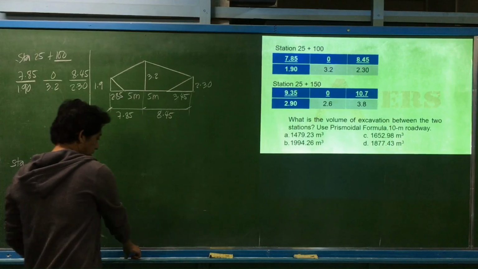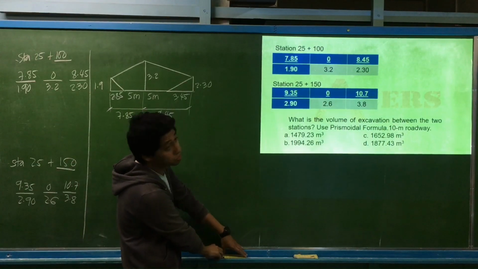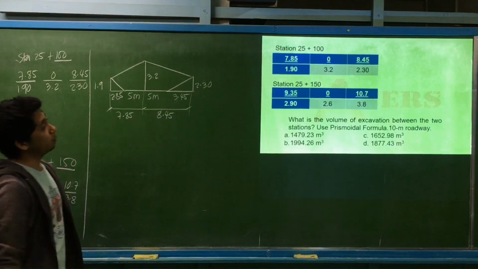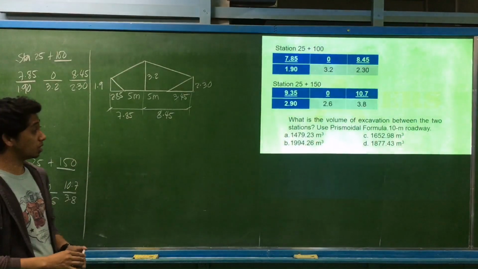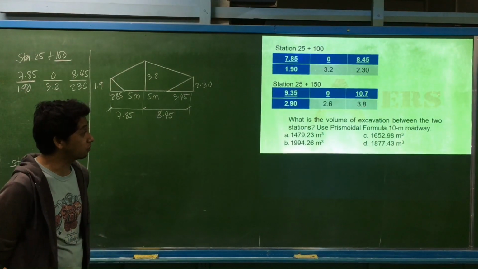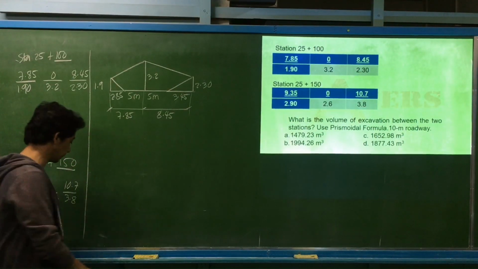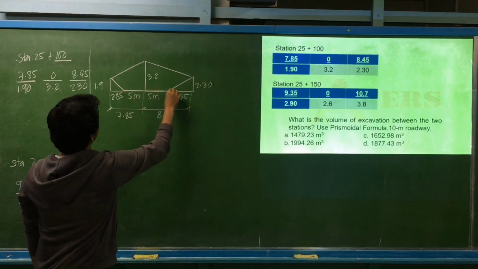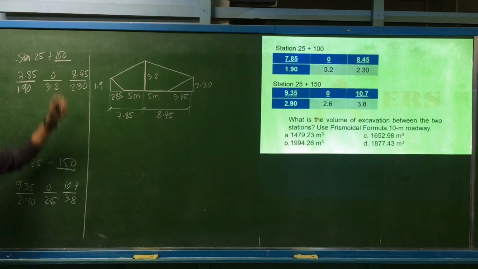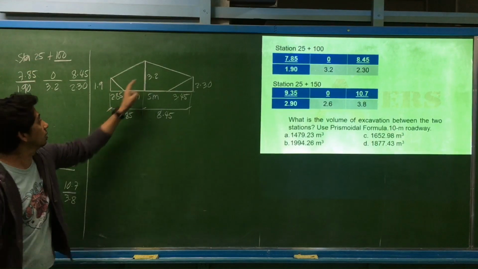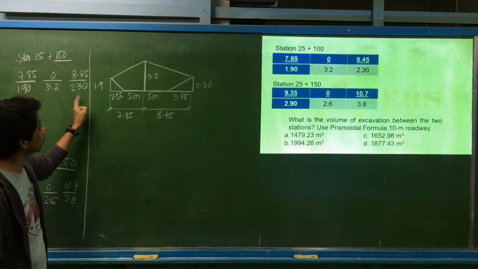Okay, so this is excavation, earthworks. Station 25+100, then station 25+150. What is the volume of excavation between the two stations? Use the prismoidal formula. This is a 10-meter roadway. For example, this is the center line. At station 25+100, consider 3.2 at the center. On the sides, 1.9 and 2.3.